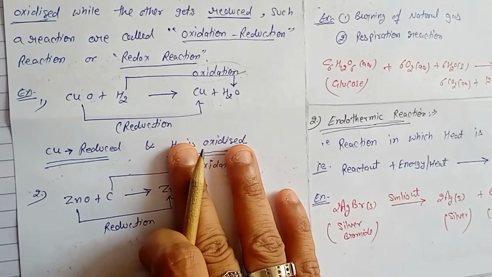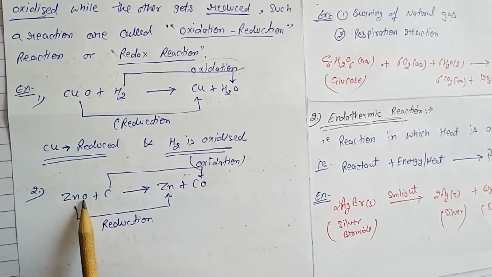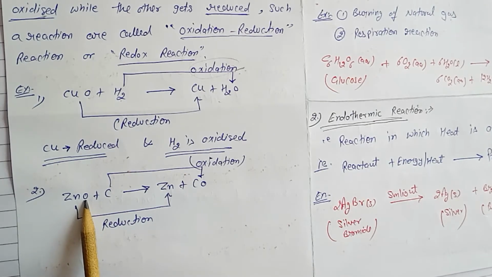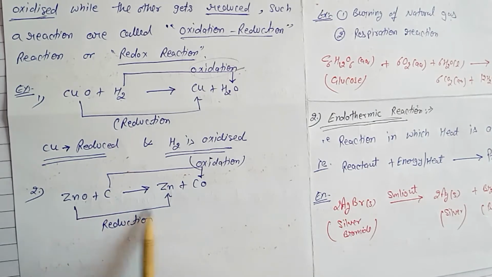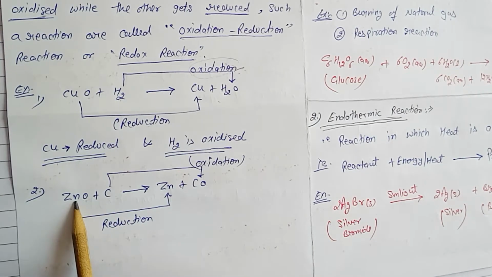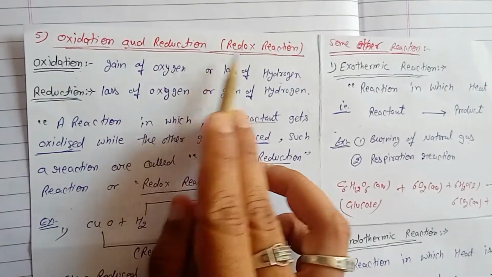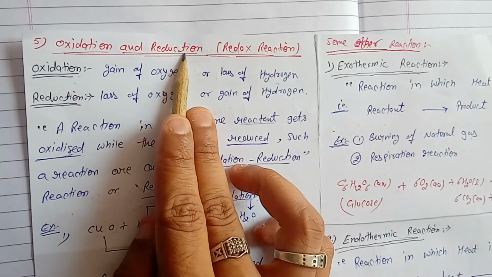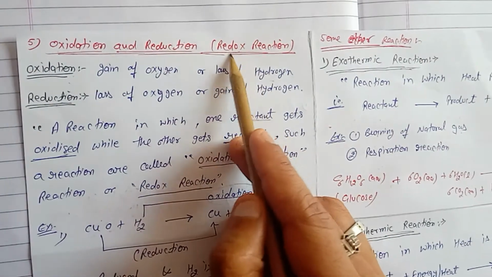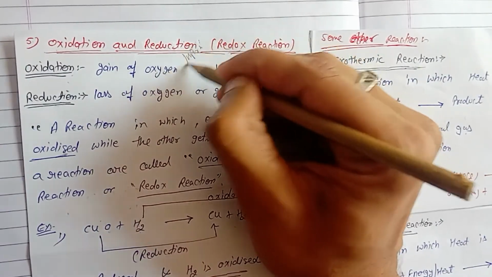Again we consider a second example, zinc oxide with carbon. In this reaction, zinc oxide, in which the zinc has lost the oxygen atom, is called reduction. And the carbon gains the oxygen which is removed from the zinc, and that is called oxidation. This is known as oxidation and reduction reaction. Oxidation reduction reaction is also known as redox reaction. It is very important from your exam point of view.